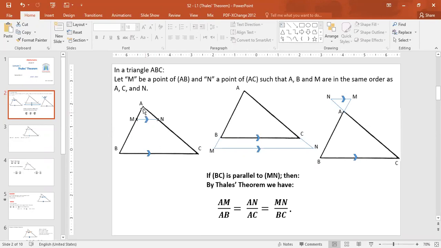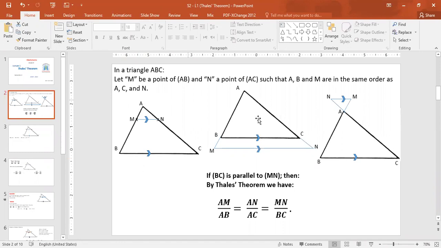Okay, we start AM. Yes. Over AN. No, Jad. Oh, no, over AB. Yes, so we start AM over AB is equal to what? AN over AC. Right, is equal to? MN over BC. Thank you, Jad. So this is how we apply Thales theorem in the first figure.